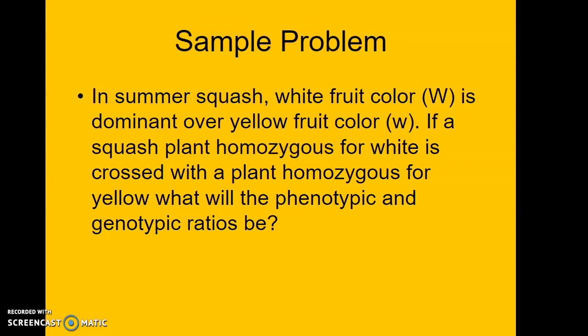So this question asks, in summer squash, white fruit color, big W, is dominant over yellow fruit color, little w. If a squash plant is homozygous for white and is crossed with a plant that is homozygous for yellow, what will be the phenotypic and genotypic ratios? Whoa, what the heck is that, right? So let's take it and let's break it down.